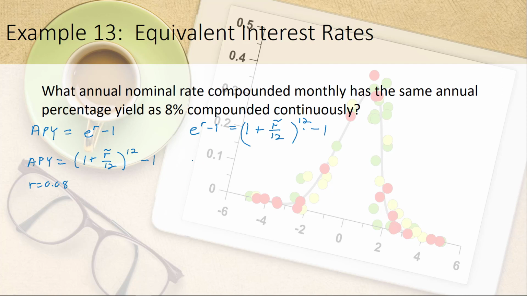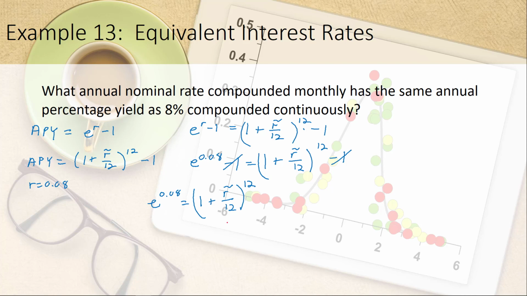So we can write this as e to the 0.08 minus 1 is equal to 1 plus r tilde divided by 12 raised to the 12th power minus 1. Okay, well, we have minus 1s on both sides. We can cancel those out, so those are gone. And then we are left with e to the 0.08 is equal to 1 plus r tilde divided by 12 raised to the 12th power.